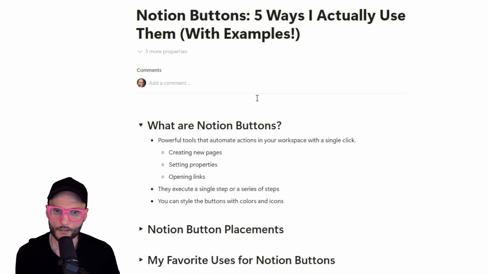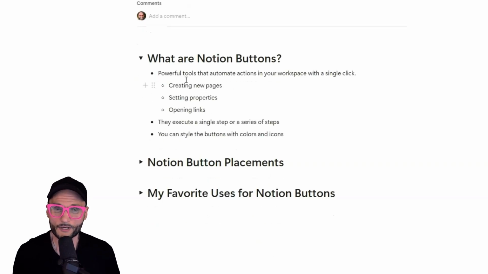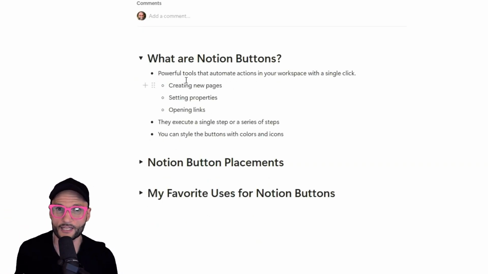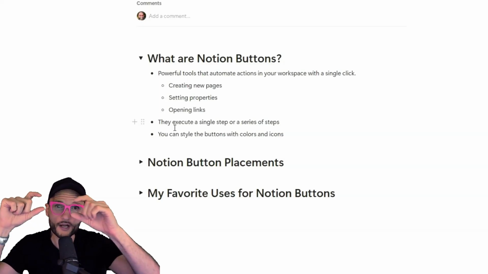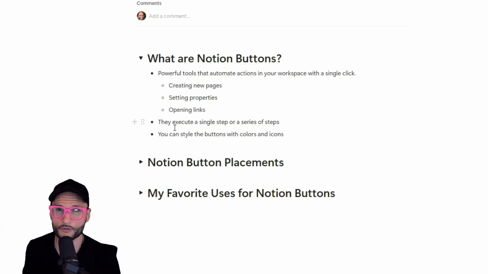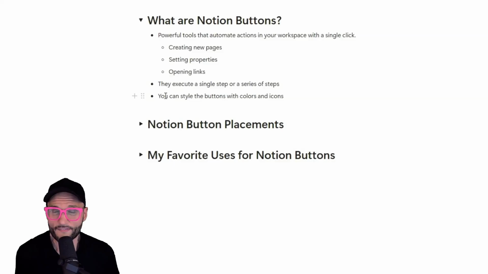So, what are Notion buttons? They're powerful tools that help you automate your workspace. You can just click them and they can do a whole bunch of stuff. Creating new pages, setting properties, opening links, all sorts of things. These are just tiny little examples. They can execute a single step or a series of steps, all with just one click. That's what makes them so powerful. And Notion has a bunch of actions that you can take with those buttons. And then just as a little bonus, you can style those buttons with icons and colors, which is fun. And I'll show you those in just a second.